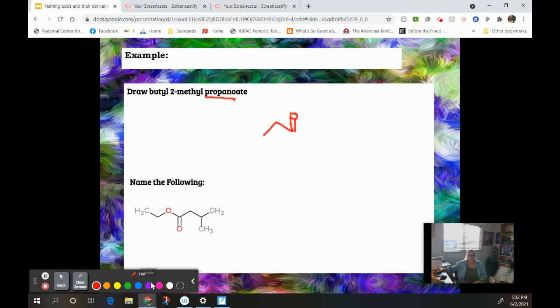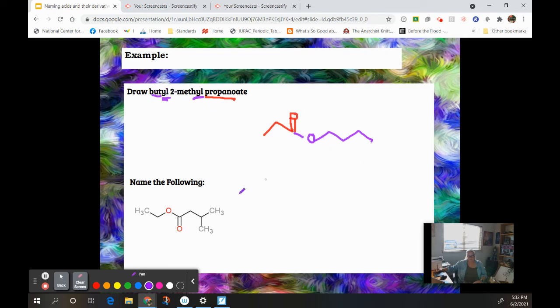Then I'm going to go to this second part with the -yl at the end, and I'll notice that there's two of them. The first one is going to tell me the size of the chain with the single bonded oxygen. So I'm going to first draw my single bonded oxygen, and it's going to have 4 carbons because the prefix butyl means 4. So I'm going to go 1, 2, 3, 4.